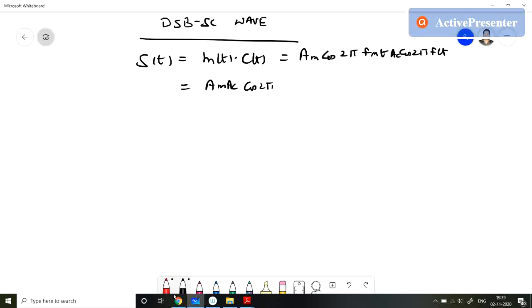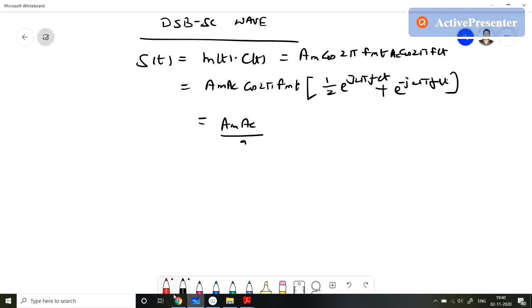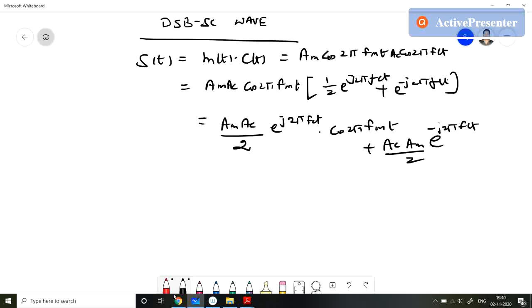cos 2πfm t, and cos 2πfc t we can write as e raised to the power j2πfc t plus e raised to the power minus j2πfc t. So what we will get here? We will get Am Ac divided by 2 e raised to the power j2πfc t multiplied by cos 2πfm t plus Ac Am divided by 2 e raised to the power minus j2πfc t cos 2πfm t.